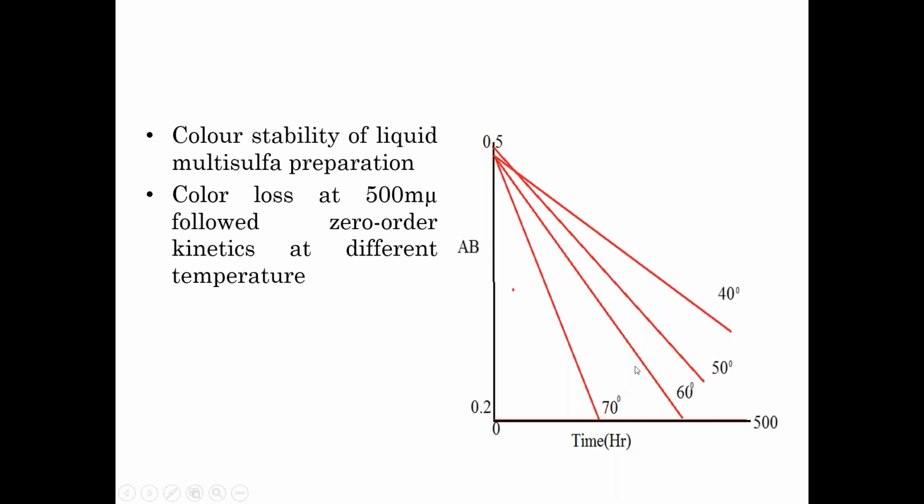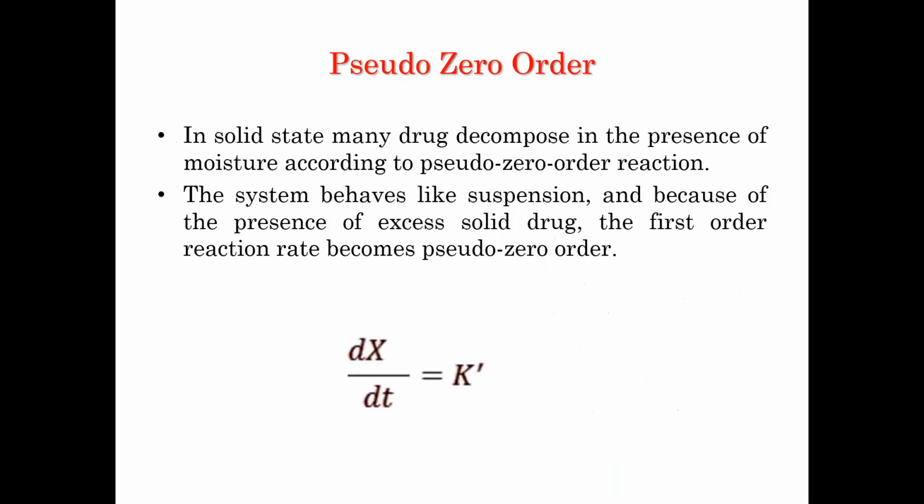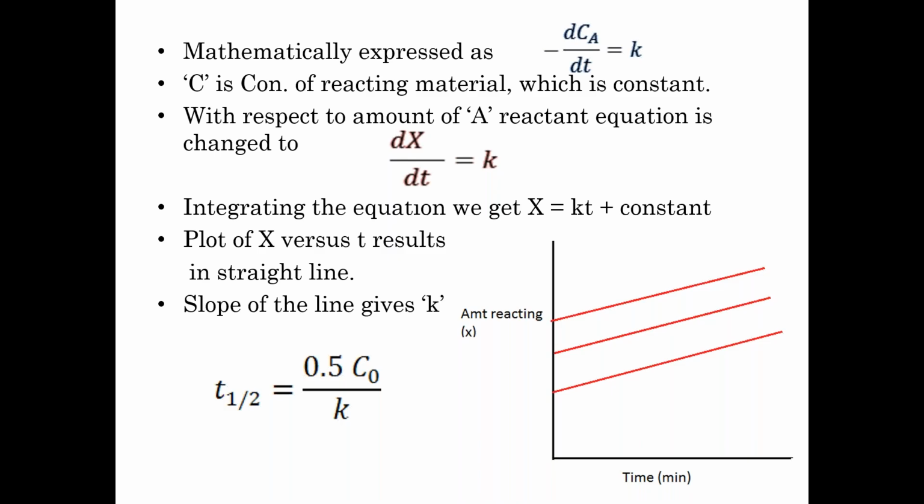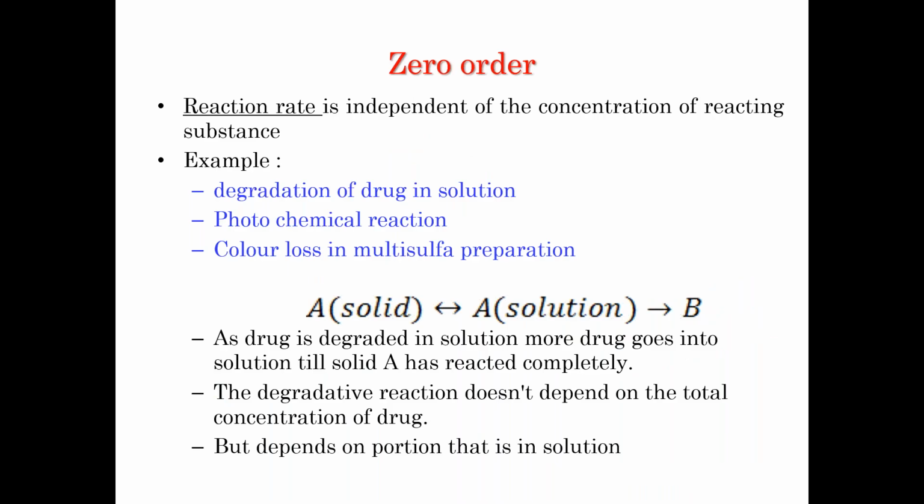So as you can see the different lines here, different temperatures are used to understand the change in the color, at what rate. As the temperature increases, the speed of the color change also will increase. And how will you understand that? By calculating the slope of this line. So you take the slope of this line, you can easily understand the rate K, how fast the reaction is happening. So that's about zero order kinetics, some of the important examples.